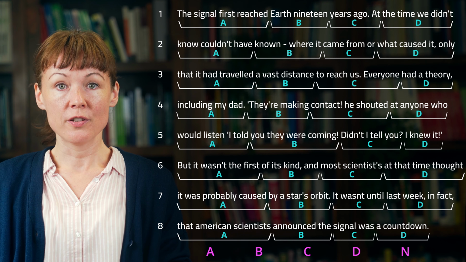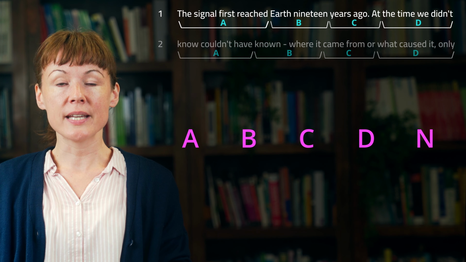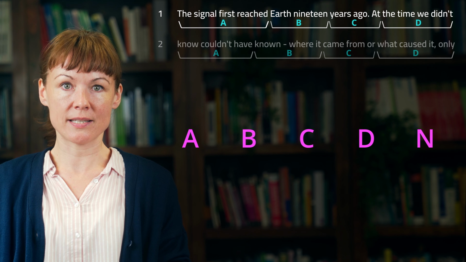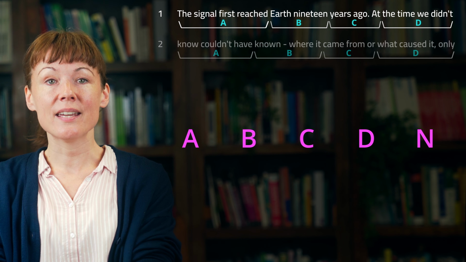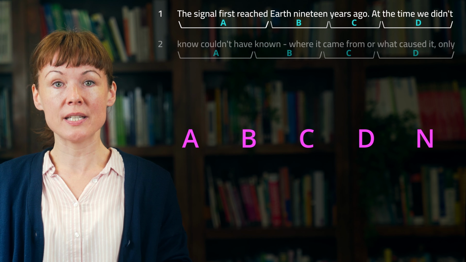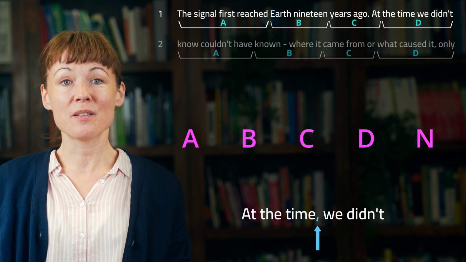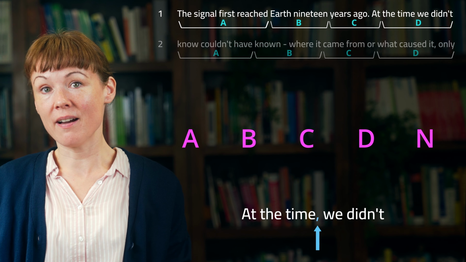For example, the first line reads, "The signal first reached Earth 19 years ago. At the time, we didn't," and then it carries on to the next line. Now, the mistake here is that we need to have a comma after the fronted adverbial "at the time," but it hasn't been added. This means the mistake on this line is in box D.